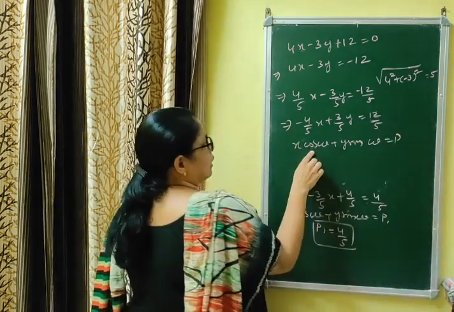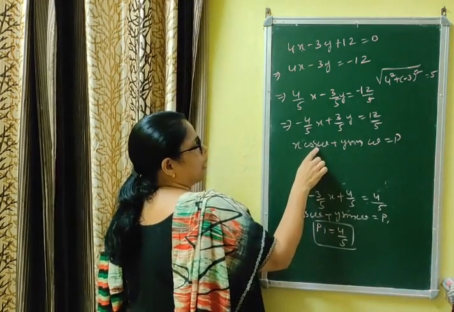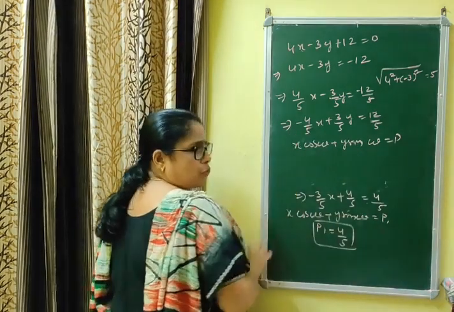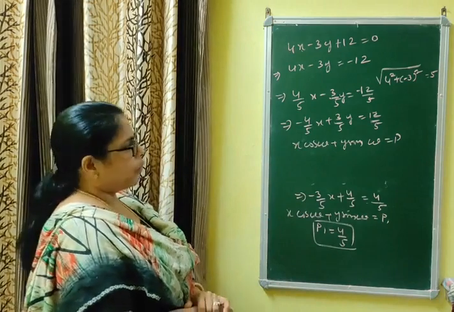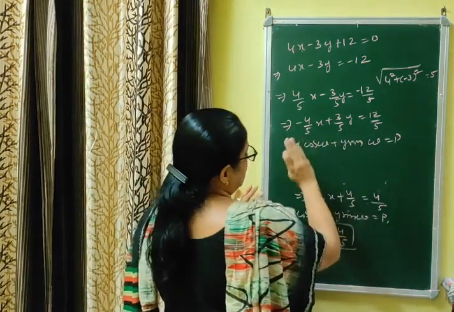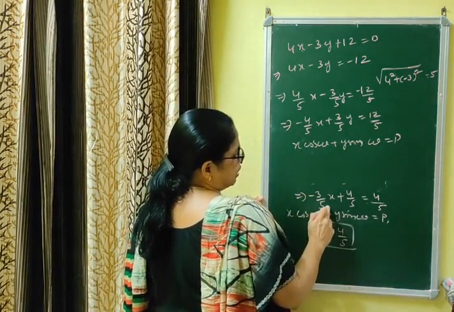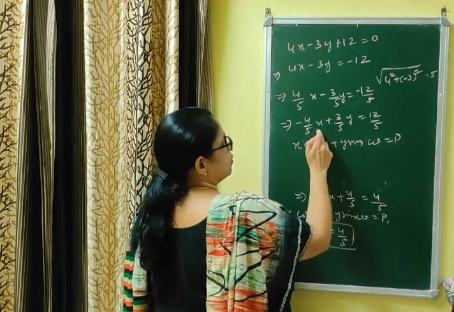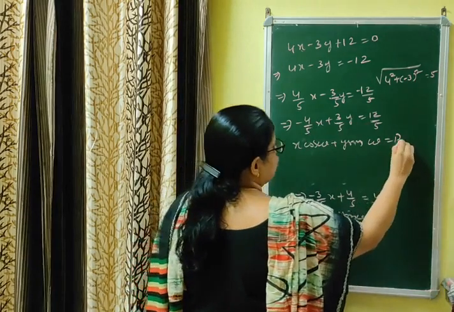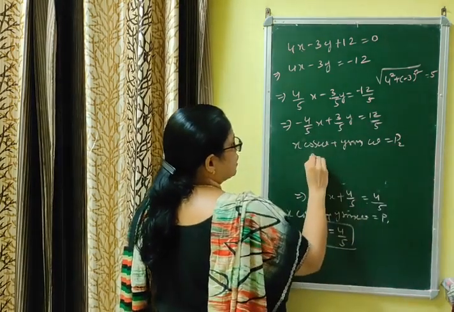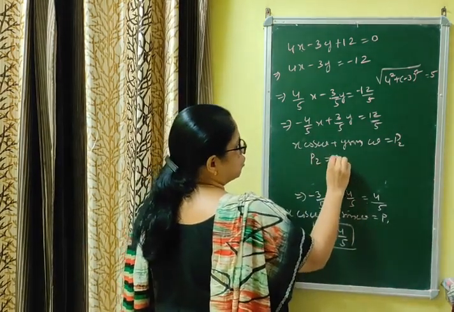We can't find the value of omega because the value is minus 5 by 5. We don't know the values, that is why you can leave it like this. That means we have converted both equations into normal form. The first equation is converted in this form, the second is converted in this form. Now this is the form P2. Now P2 is the distance of the perpendicular from origin, 12 by 5.